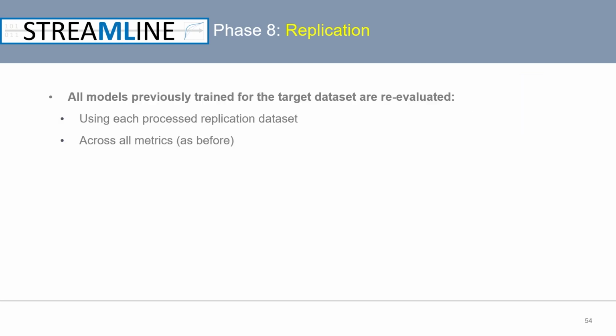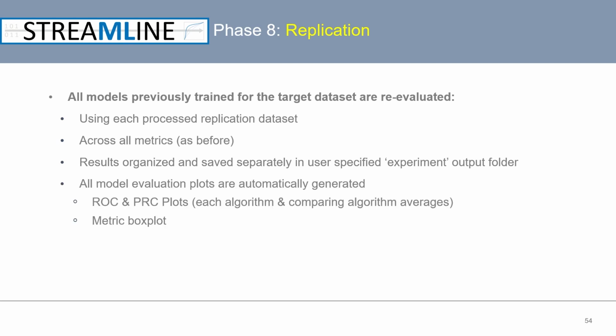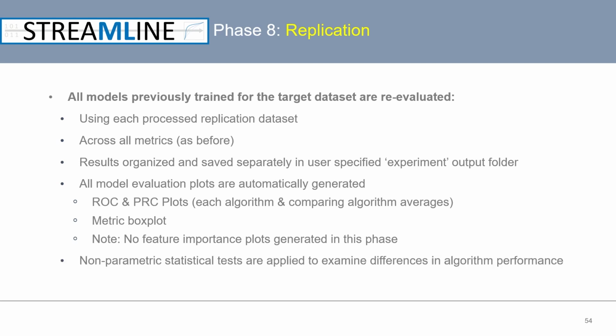Next, all models previously trained for the target dataset are reevaluated using each processed replication dataset and across all classification metrics as in phase 5. These results are organized and saved separately in the user-specified experiment output folder. And all model evaluation plots are automatically generated, including ROC and PRC plots and metric box plots. Note also that no feature importance plots are generated currently in this phase, and non-parametric statistical tests are applied to examine differences in algorithm performance.